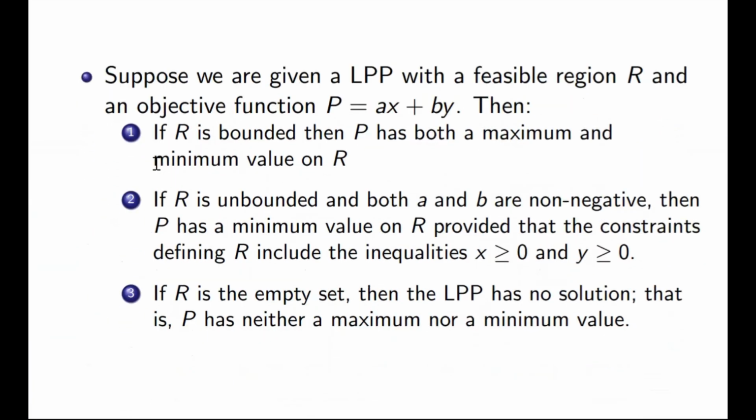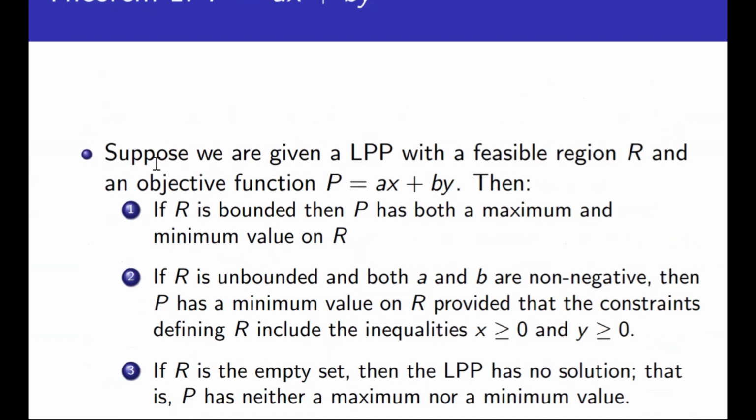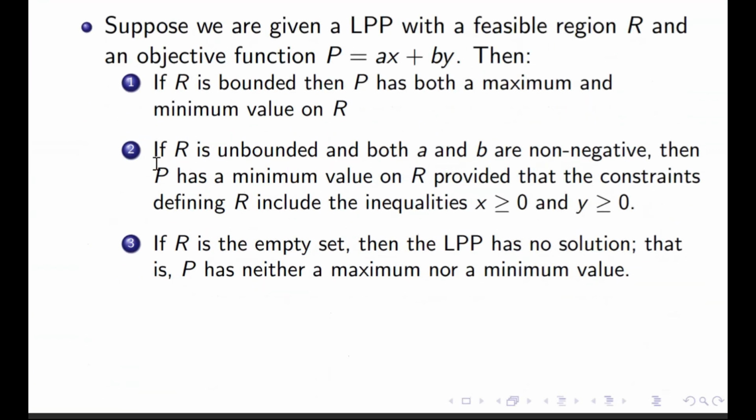Suppose we are given an LPP with a feasible region R, an objective function P equal to AX plus BY, then if R is bounded, then P has both a maximum and minimum value on R. If R is unbounded and both A and B are non-negative, then P has a minimum value on R, provided that the constraints defining R include the inequalities X greater than or equal to 0 and Y greater than or equal to 0. If R is the empty set, then the LPP has no solution. That is, P has neither a maximum nor a minimum value.